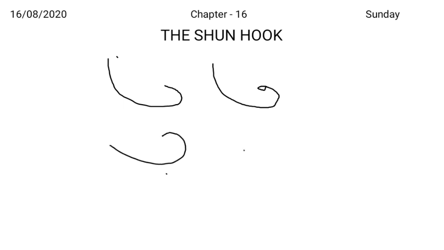You can add a circle inside that shun. This is fashion, fashions. You add a small circle. The sound of S is added. Nation, nations. Motion, motions.